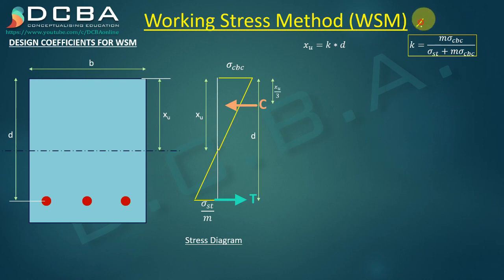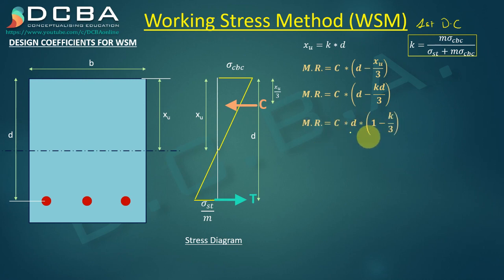Okay. Now see, MR is equal to C into (D minus XU by 3). We just studied this a few moments back. I can put XU is equal to KD and take D common. So what I am left with is C into D into (1 minus K by 3). Look at this coefficient very carefully. Again, this entire coefficient is dependent on what material I am using. K is dependent on the material, and 1 minus K by 3 will also be dependent on the material.